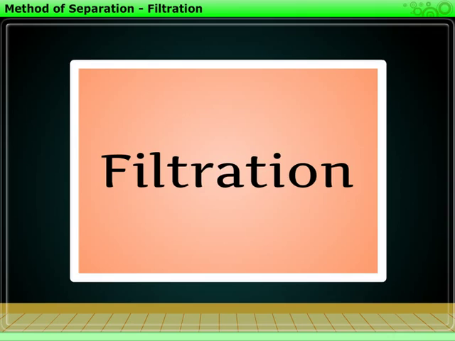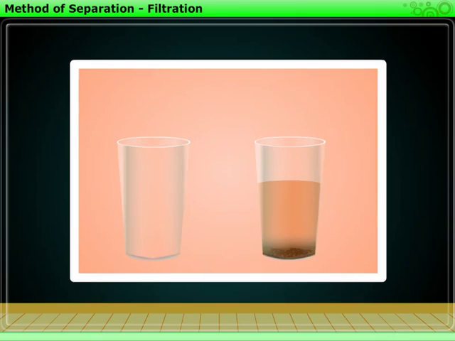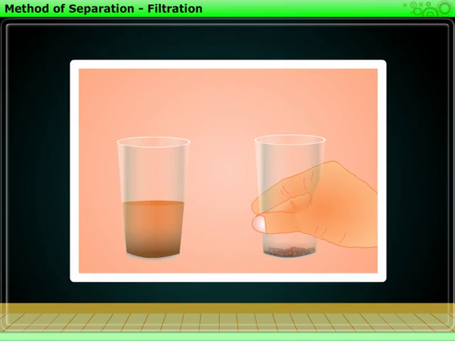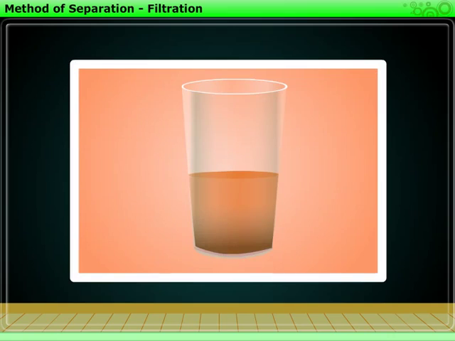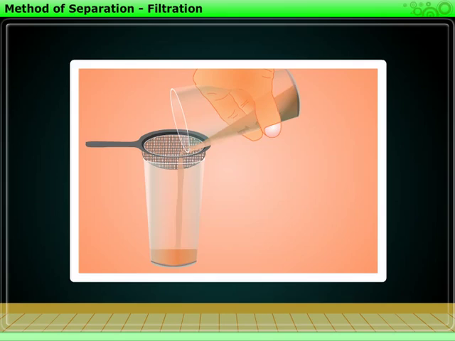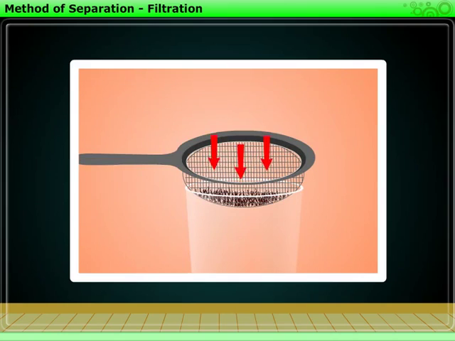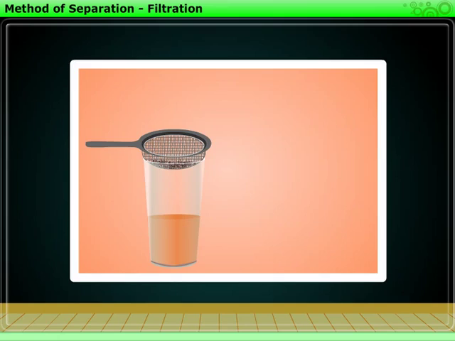For example, separating tea from tea leaves. We will try separating these two components by decantation. What happens? We find that a few tea leaves still remain in the tea. Now, let us pour the tea through a strainer. We find that all the tea leaves remain in the strainer and do not mix with the tea.